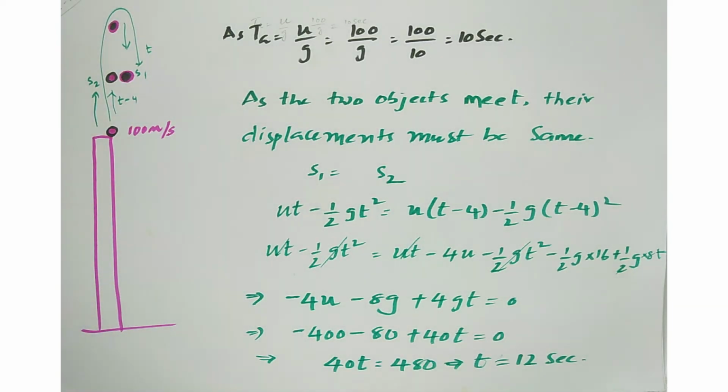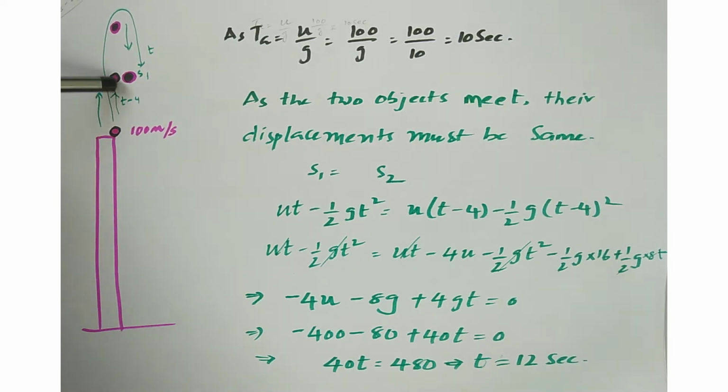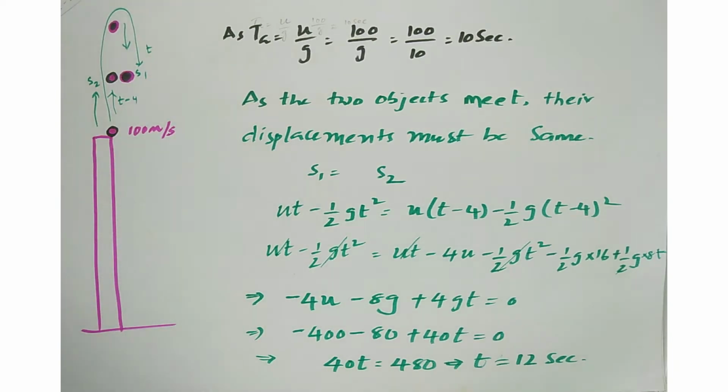They are meeting at some point means what? The displacement must be the same. Even though the first body moves upwards and comes back down, and the second body moves like this and meets it here, the displacements of the two bodies are the same. Distances may be different but displacements are the same for the two bodies.